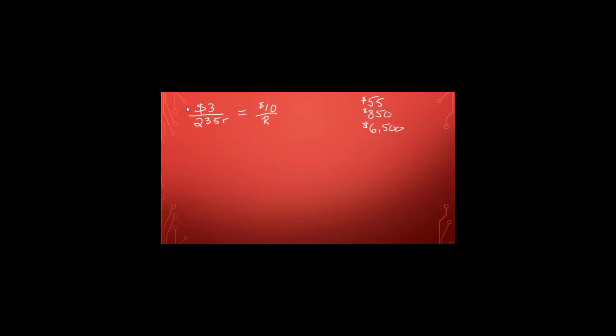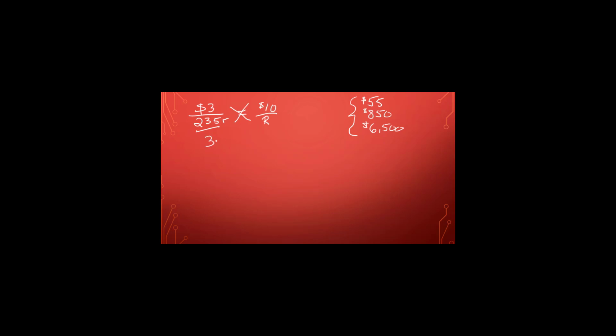So I've set up my ratio here, which is $3 to 235 rubles. There's my relationship, and I am going to convert $10 into I don't know how many rubles. So how do you solve a proportion? Cross multiply and divide. But I'm going to do this such that I don't have to keep doing this cross multiply and divide over here, because they're the next ones I have to do.